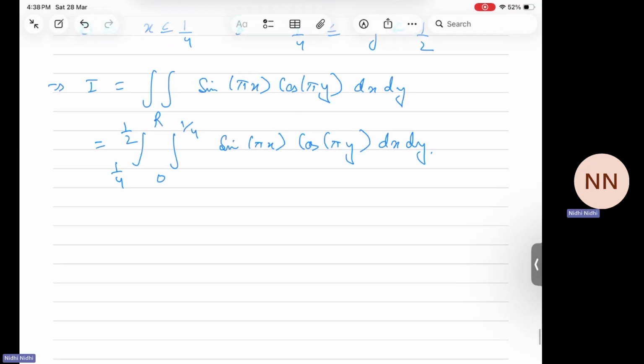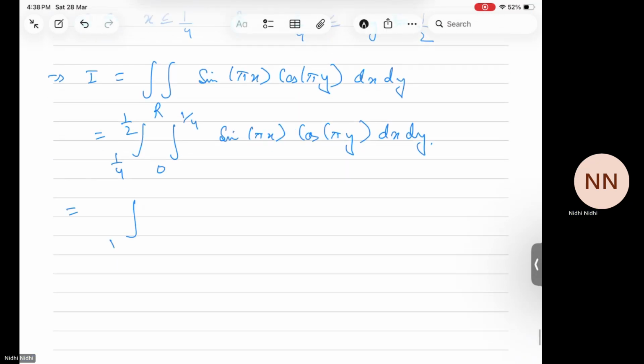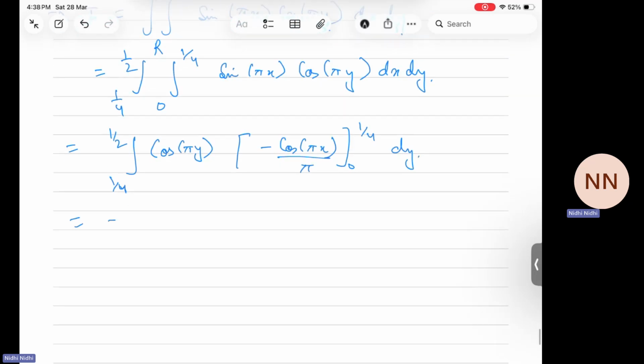This will be equal to the integral from 1/4 to 1/2. While integrating with respect to x, we treat the variable y to be constant, so it comes out. And the integral of sine is minus cos pi x upon pi, from 0 to 1/4, dy. So this is minus the integral from 1/4 to 1/2 of cos pi y upon pi.